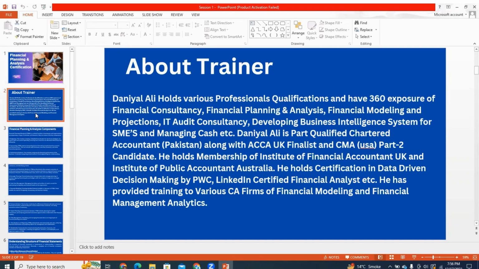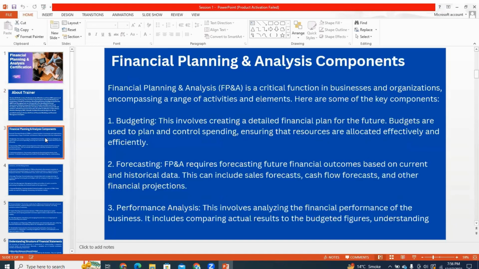For the time being, we're going to start understanding the financial planning analysis components. What are the components of FP&A and how they have a greater impact on the businesses of organizations? A large FMCG group or organization has a large range of activities and elements. How those are projected, how those are budgeted, how those are analyzed, we will be studying in this topic.